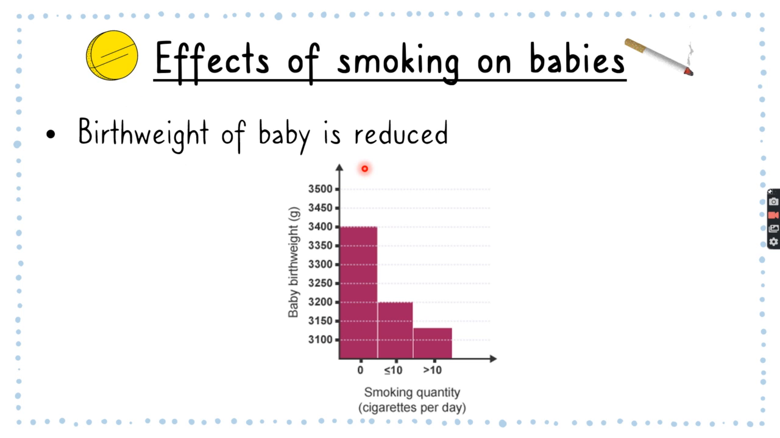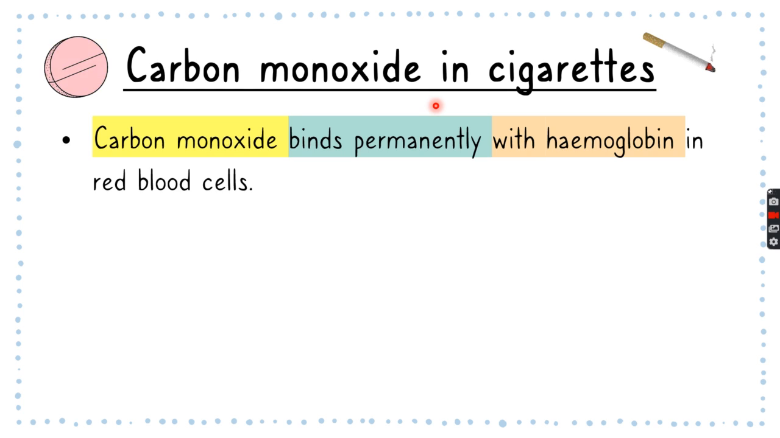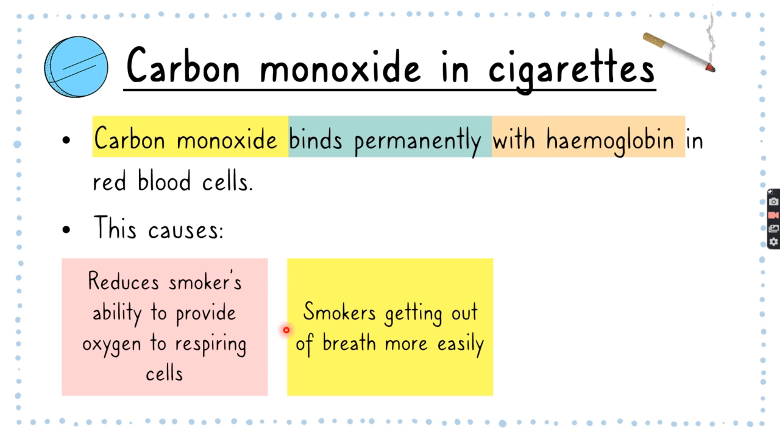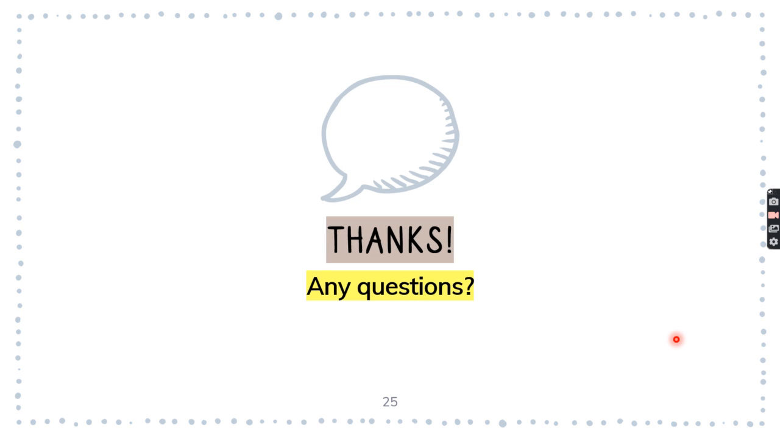So this shows that birth weight of the baby is significantly reduced if a person is pregnant and smoking at the same time. Lastly, the harmful effect of carbon monoxide in cigarettes. This is because carbon monoxide can bind permanently with hemoglobin in red blood cells. That means that this can reduce the smoker's ability to provide oxygen to respiring cells. Smokers can get out of breath more easily, and this will reduce the overall physical fitness of the person.